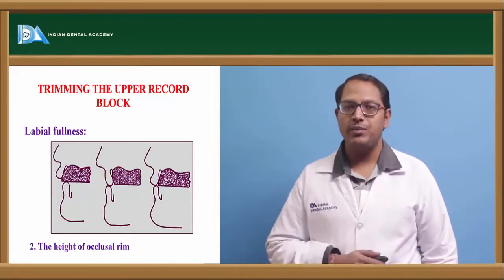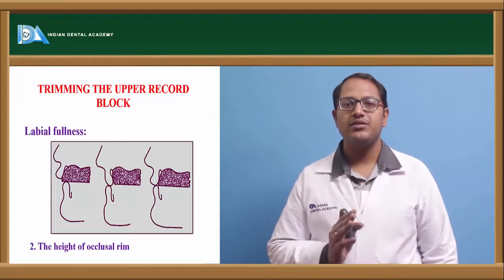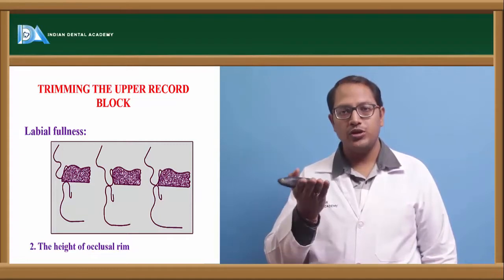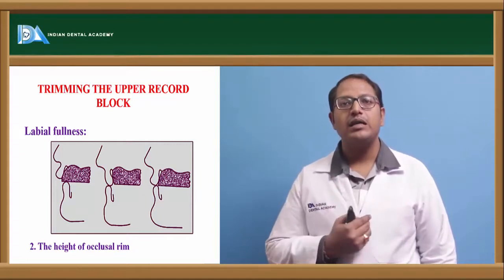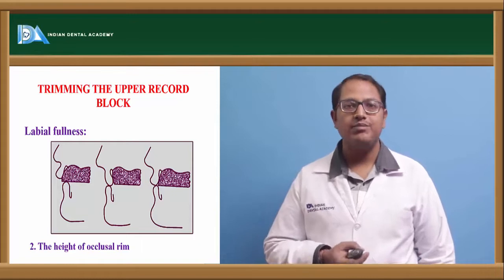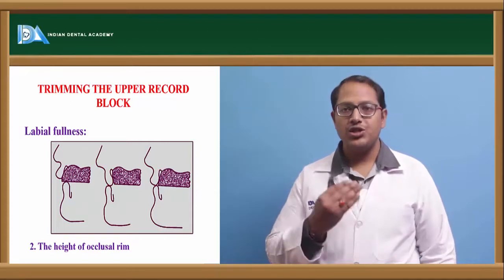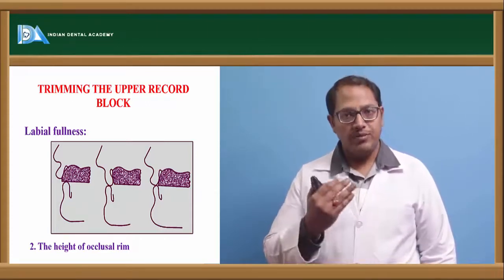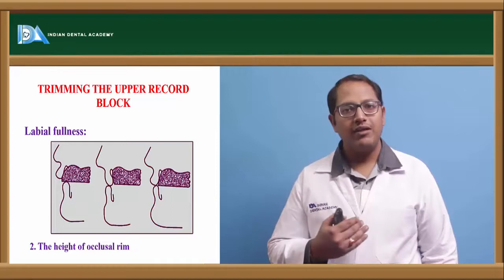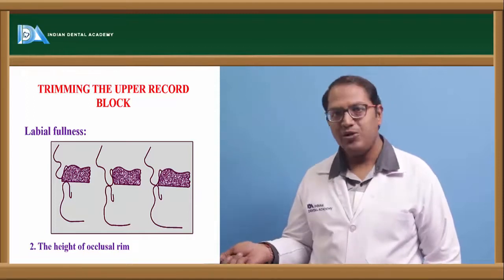Second is the height of the occlusal rim. We know there are several factors which govern the height of the occlusal rims. For example, in the maxillary, the height of the occlusal rim should not be more than 1/3 of the Stenson's duct, or it should be parallel to the ala-tragus line. We'll come to that. For the mandible, it should not be more than 2/3 of the retromolar pad. In the anterior region, it should not be more than the lower lip. For the maxillary anterior region, it should be a little visible, around 0.5 mm in the physiologic rest position. In phonation, 1 to 2 mm visibility should be there. Even in a smile, visibility should be present.